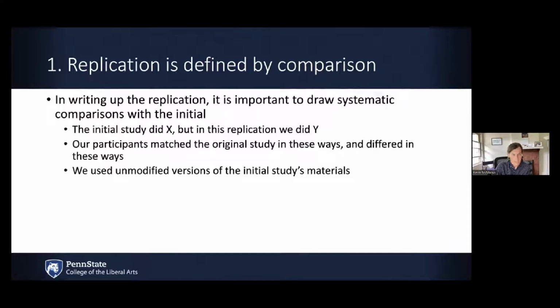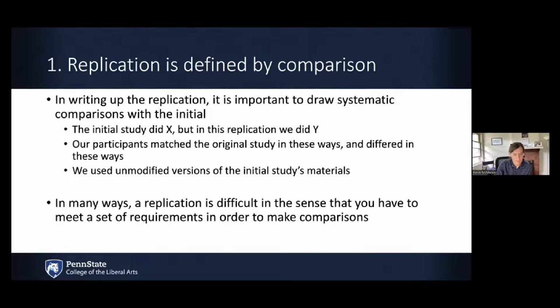When you write up the replication, it's really important to be clear to draw those systematic comparisons, right? So pointing out what was similar and different between the studies. When the materials are the same, what was different? So making clear the studies differed in these ways or were similar in these ways. This is what I mean by replication is defined by comparison, right?